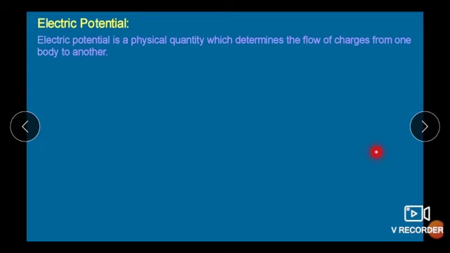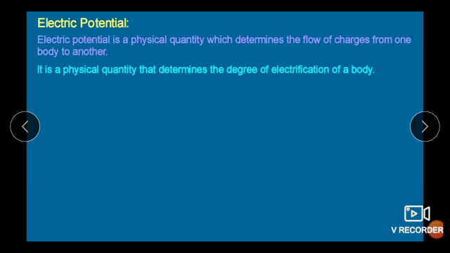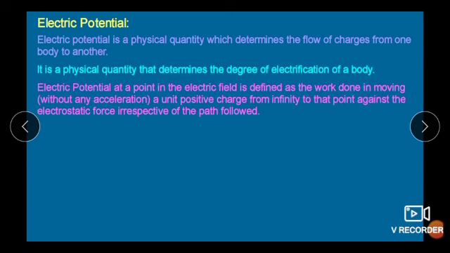Here is the definition of electrostatic potential. Electric potential is a physical quantity which determines the flow of charges from one body to another. It is a physical quantity that determines the degree of electrification of a body.